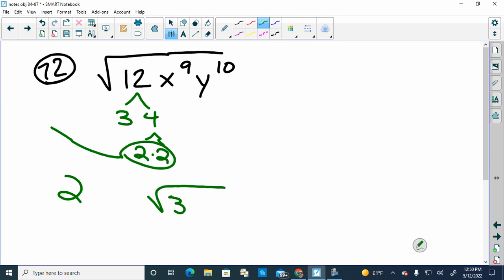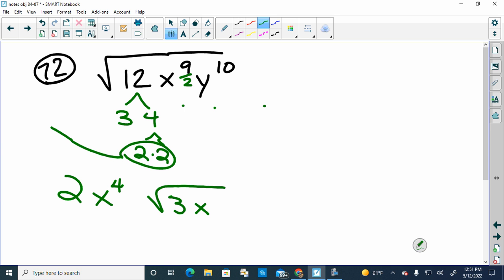Now, remember, I don't want to have to go x, x, x, x, x, and write out 9 of them. I can just divide this by 2. So 9 divided by 2 is 4 times, right? So I can bring 4 of them out, but there would be 1 left over. So basically, anytime you have an odd number, you're always going to have 1 left over inside.